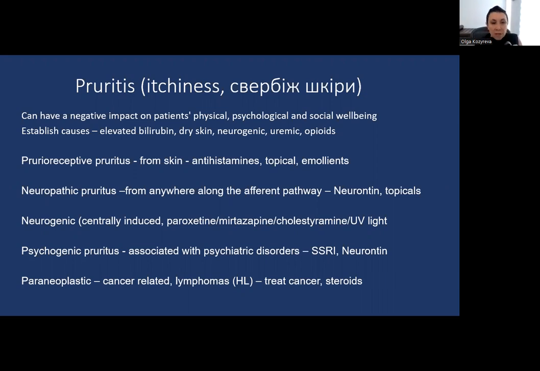Psychogenic pruritus is associated with psychiatric disorder and should be treated jointly with the psychiatric disorder, with SSRI, neurontin, and antipsychotics. And paraneoplastic pruritus is related to cancer. Most common is lymphoma, Hodgkin's lymphoma. With steroids and treating the cancer, the pruritus can resolve.